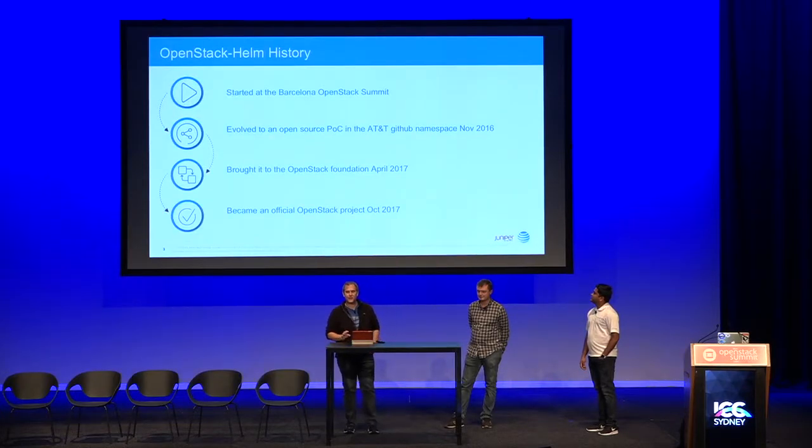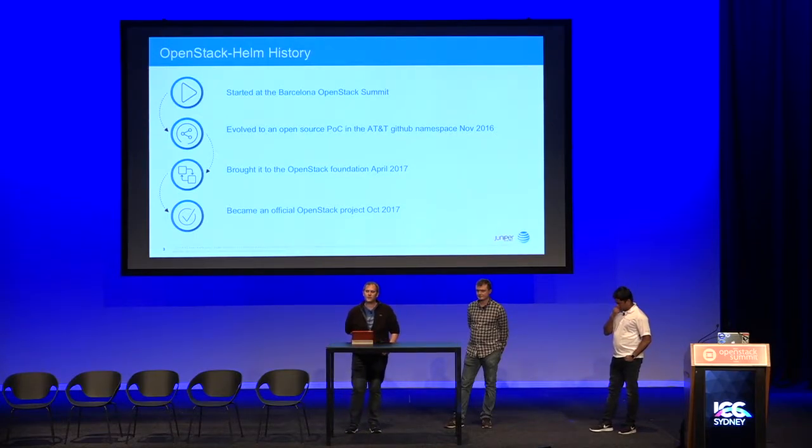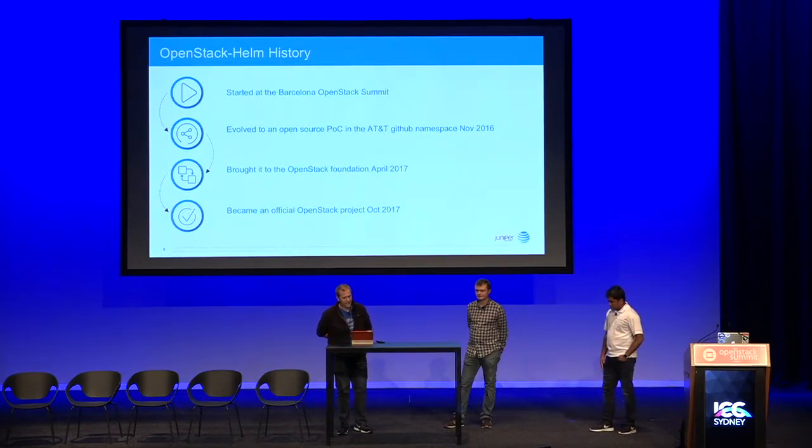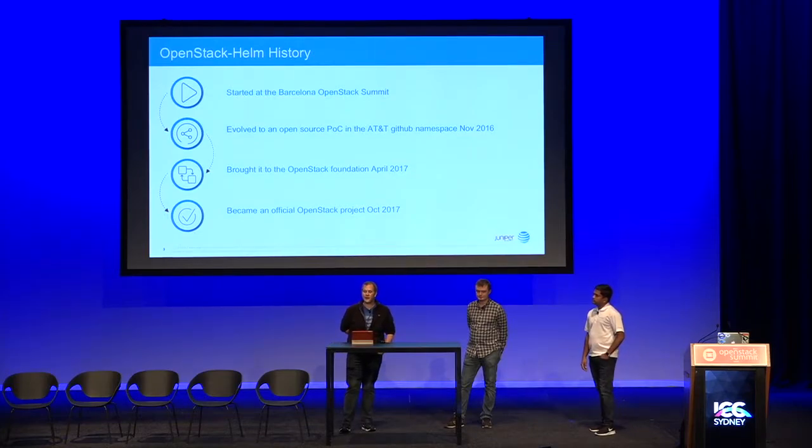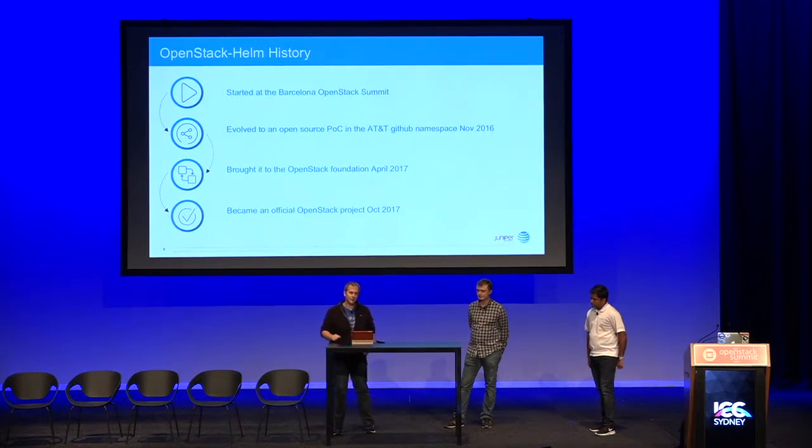So briefly, a little bit of the history on OpenStack-Helm. It started as a discussion at the Barcelona OpenStack Summit. The next phase was an open source proof of concept in the AT&T repository in November of 2016. We brought it to OpenStack in April of 2017, and I'm really happy to report that it's an official OpenStack project as of October 2017.